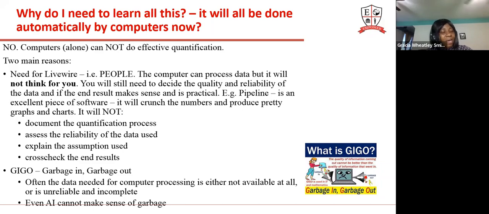Garbage in, garbage out. Often the data needed for computer processing is either not available at all or is unreliable and incomplete. And here is where we come in. Even artificial intelligence cannot make sense of garbage. So we have to be sure of the information that we are inputting into the computer system in order for quantification to be accurate.